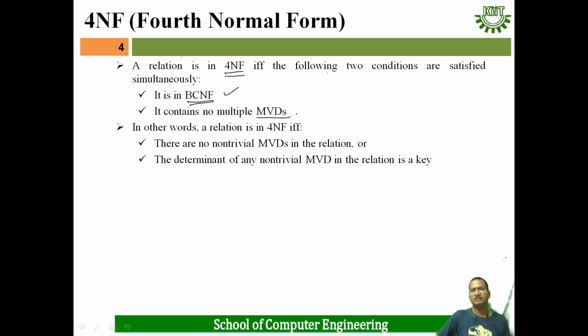But if one relation is there, suppose two attributes are there, A and B, and here A multi-determines B, then it will not create a problem.